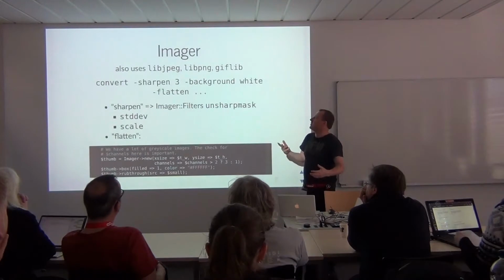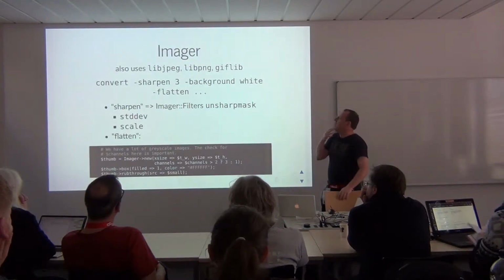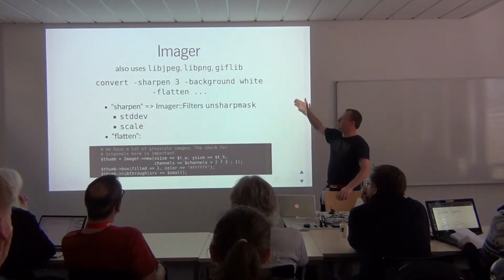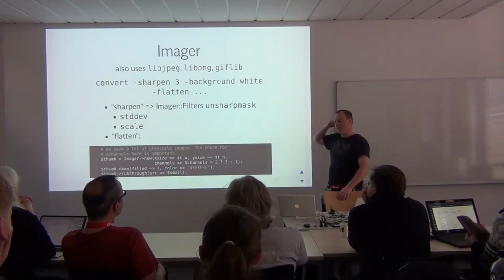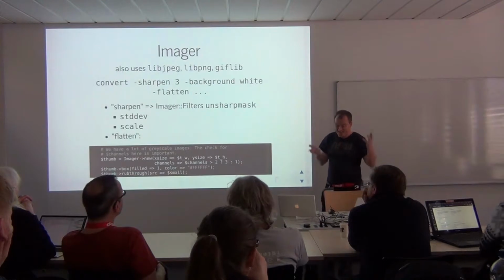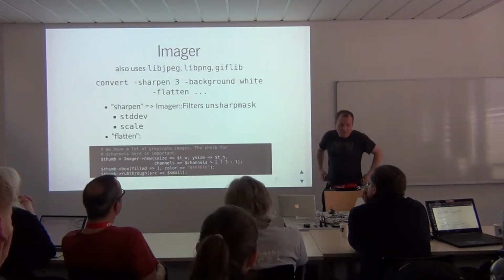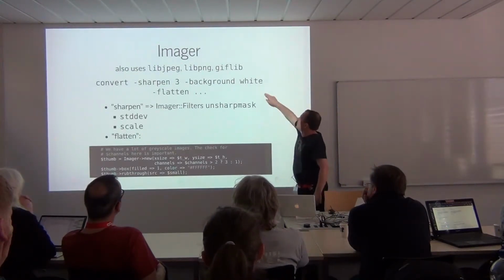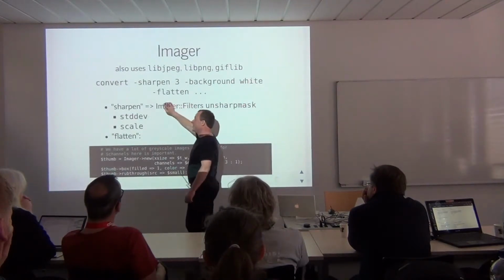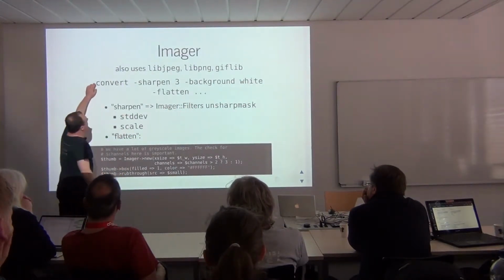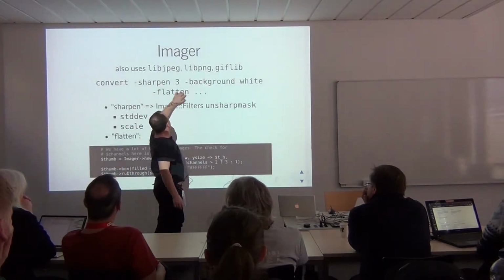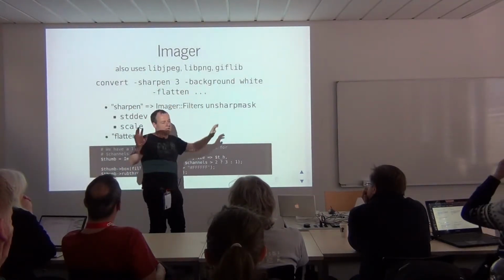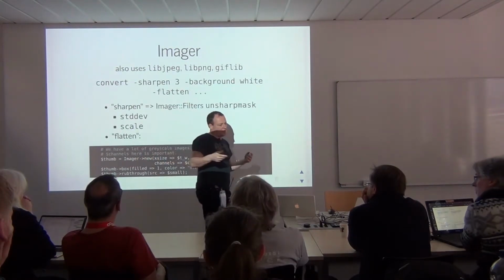So, well, the first obvious choice is Imager. Great module. Underneath, for handling them, it still uses the same underlying C libraries, libjpeg, libpng, and giflib that ImageMagick uses. So that's great. That's not going to change. So, okay, looks cool. This was one of the things we were doing. We were actually shelling out to ImageMagick command line tools. So we're running convert, sharpen 3 to sharpen it, force the background to white, flatten. Okay, what's all that mean? Can we do that in Imager?